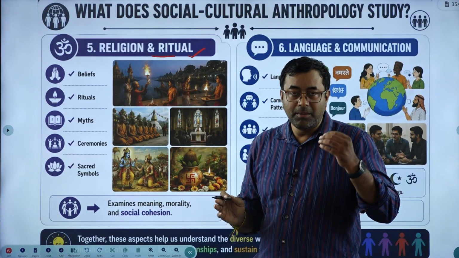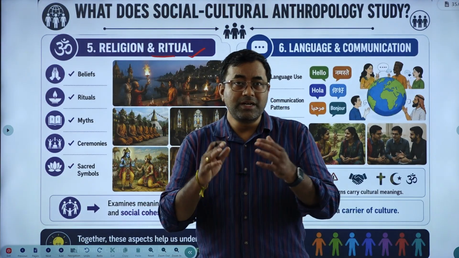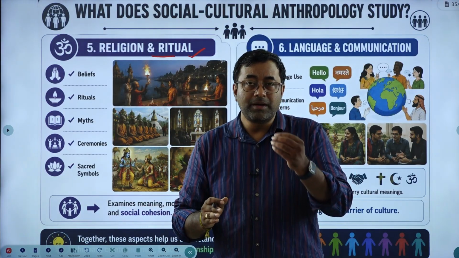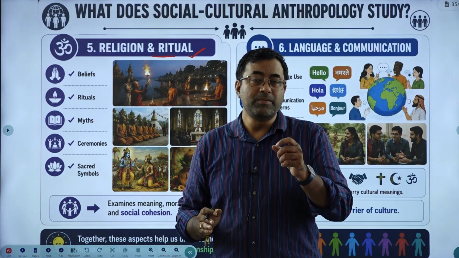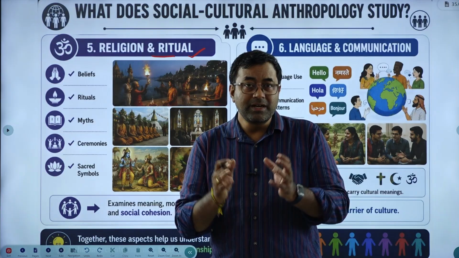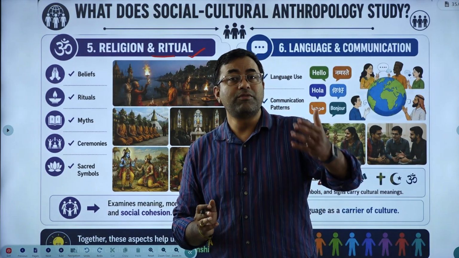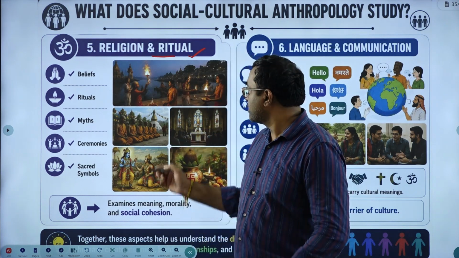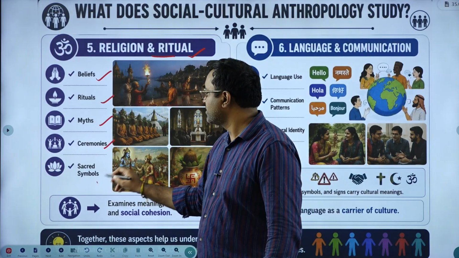How was religion created in ancient times? In ancient times, the basic resources and thought process available to them were very minimal, but in spite of that they created some practices, and slowly it led to the formation of religion. For example, in religion we try to understand beliefs, rituals, myths, ceremonies and sacred symbols.